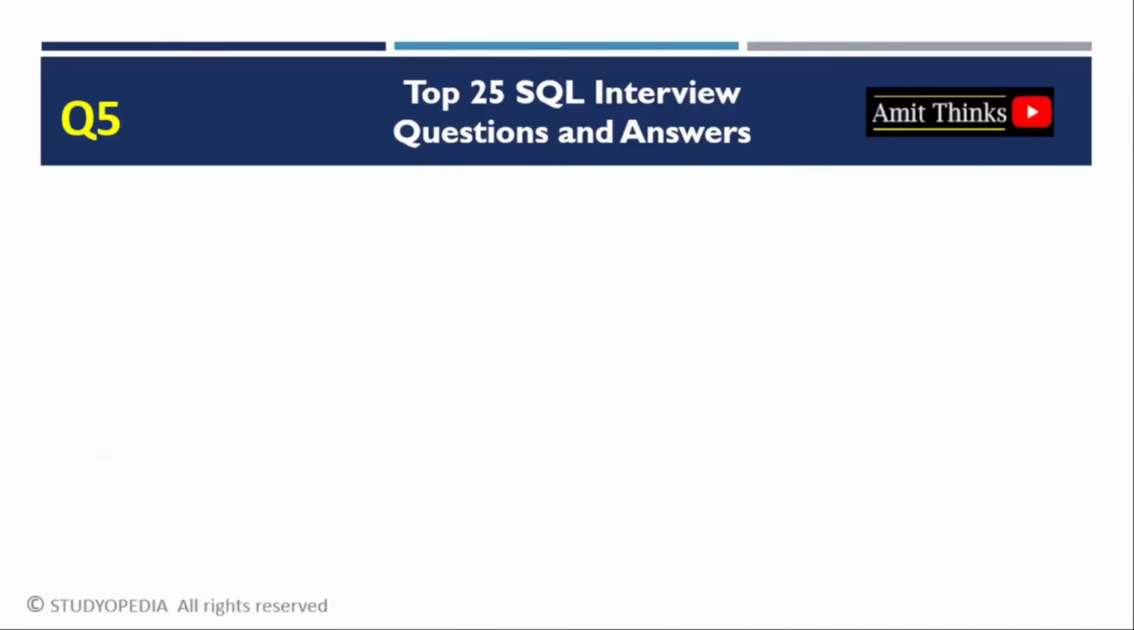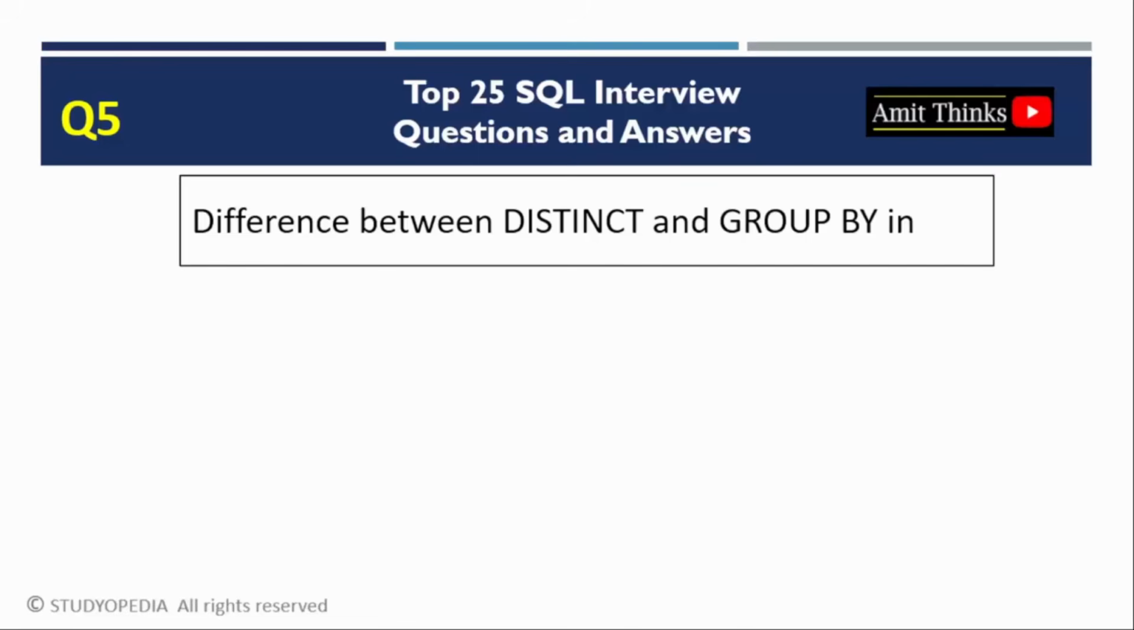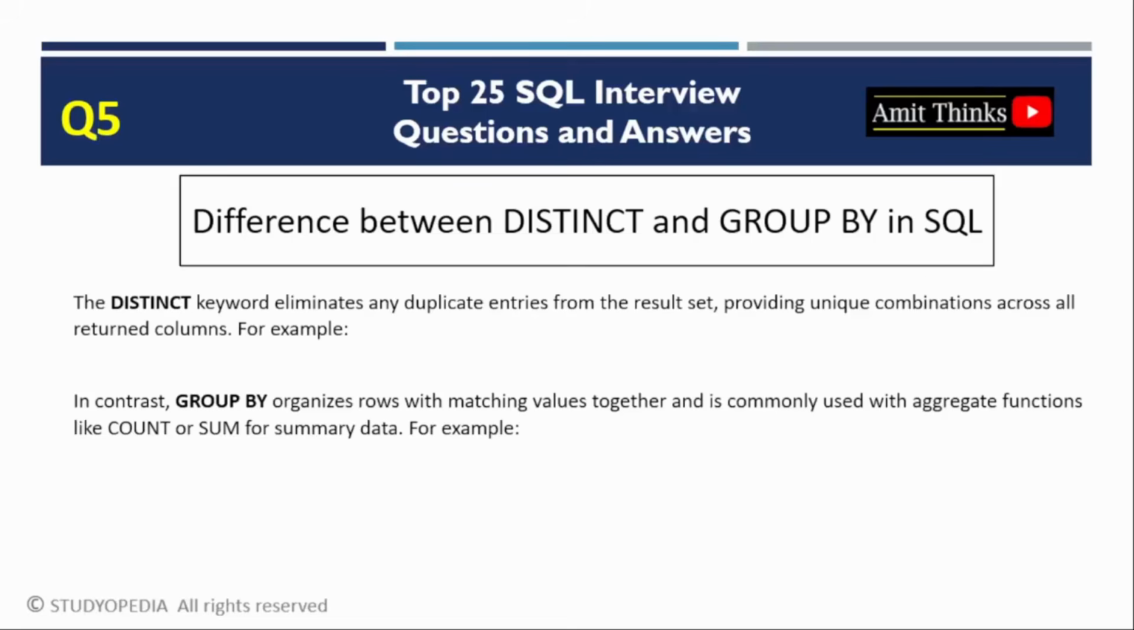The next question is difference between distinct and group by in SQL. Distinct is used to remove duplicates from a result set. It operates on all selected columns and returns unique combinations. Group by groups rows sharing common values and is typically used with aggregate functions. Example, sum, count, and others. It allows summarizing data per group.